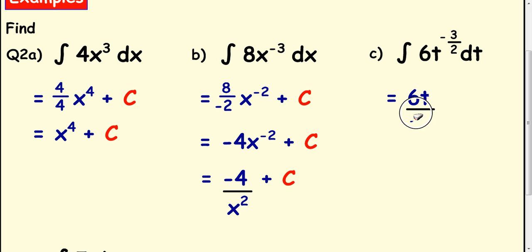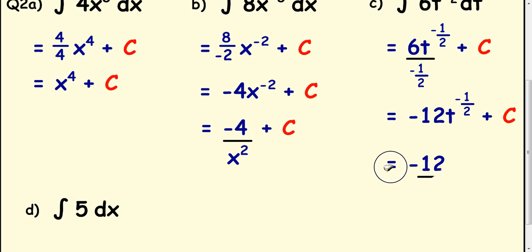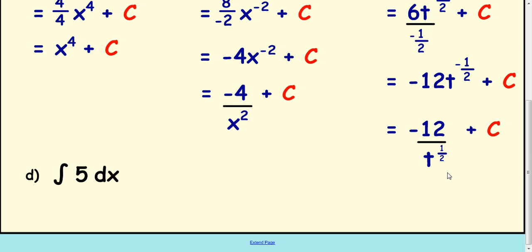So you want to divide by that negative 1/2 and write your new power plus c. So 6 divided by negative 1/2 is the same as 6 times negative 2 over 1. So that's going to be negative 12 t to the negative 1/2 plus c. And just take it one step at a time. Now make your power positive, take it down below, and your plus c at the end.